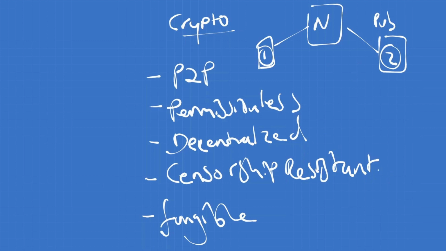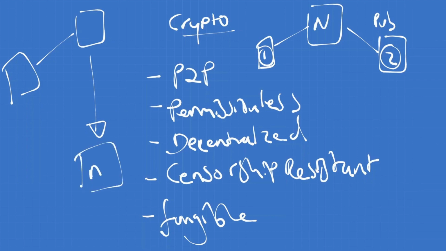And so we come to censorship resistance and fungibility. So because in our example we had Alice paying a merchant and the merchant actually checking with an analysis firm.